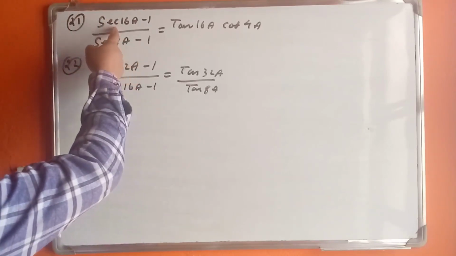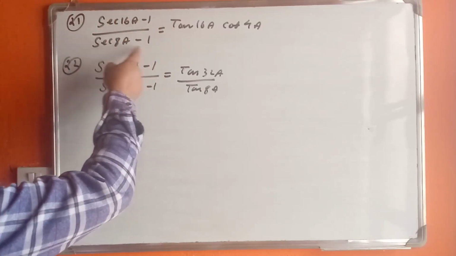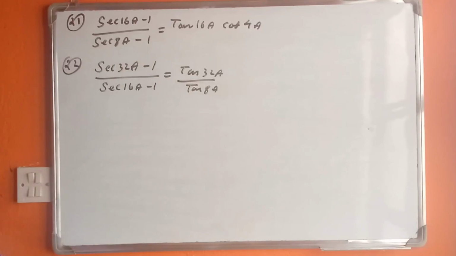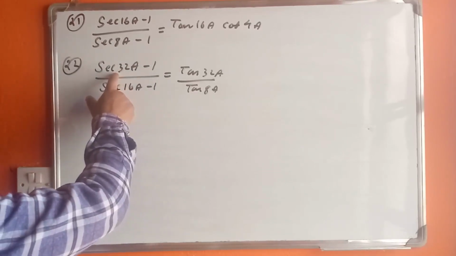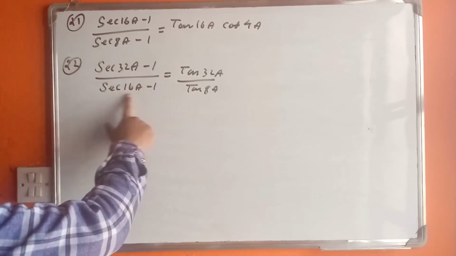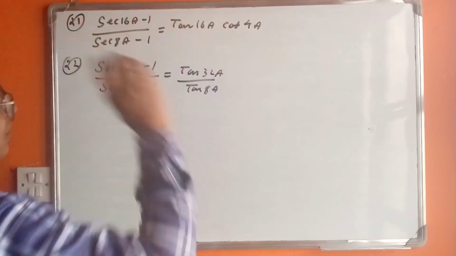Left hand side: sec 16a is 1 by cos 16a, then take LCM. 1 by cos 8a, take LCM, and put the same process, using the 1 minus cos 2a formula. Here also 1 by cos 32a, take LCM, 1 by cos 16a, take LCM. Then same as before, using the 1 minus cos 2a formula, you will get this and you will get this.